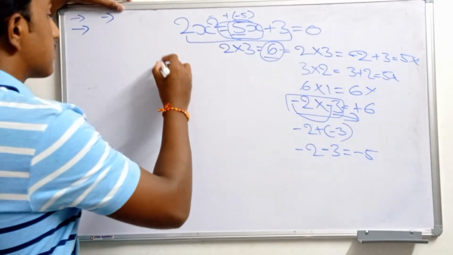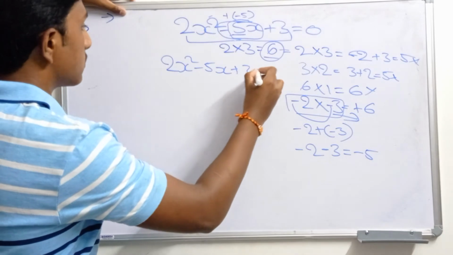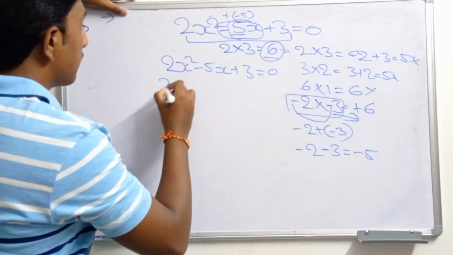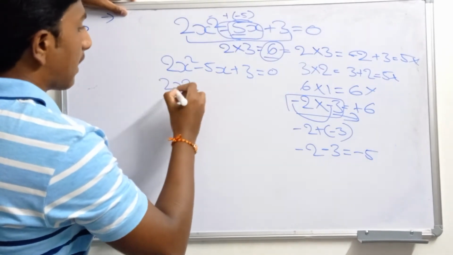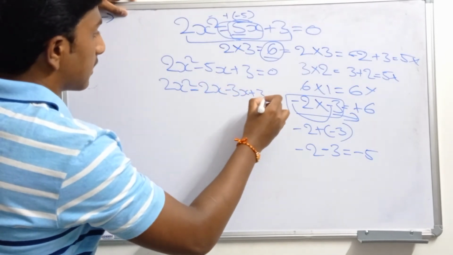So I can write this as 2x square minus 5x plus 3 is equal to 0. So can we go with this? 2x square minus 2x minus 3x plus 3.